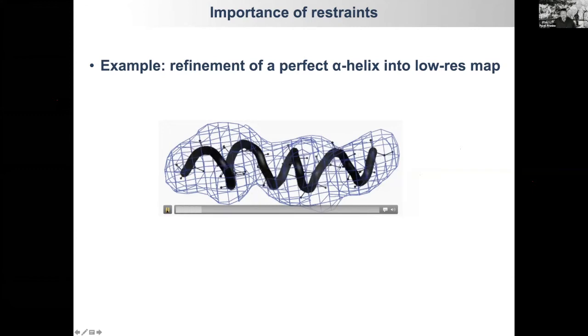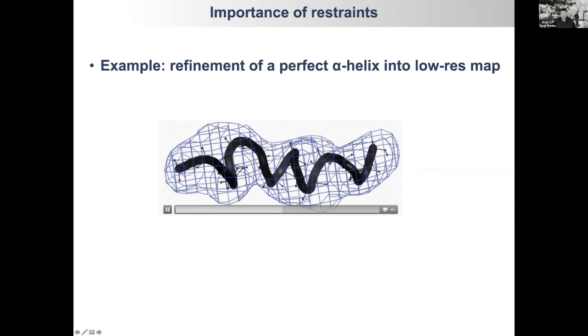So the refinement is going to optimize the structure against the map as good as it can. But because it doesn't know a priori that this is an alpha helix, it's going to do what it can, but the result is not going to look like an alpha helix. And this is not what you want to have as a result of your refinement, right?